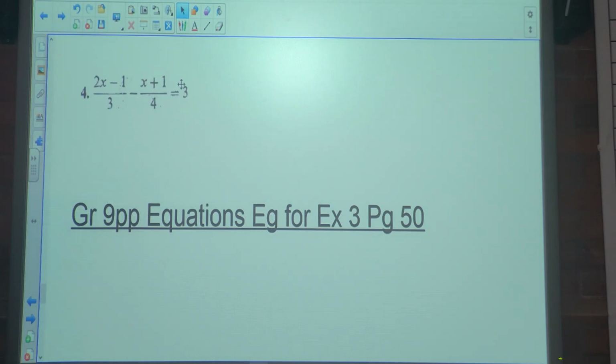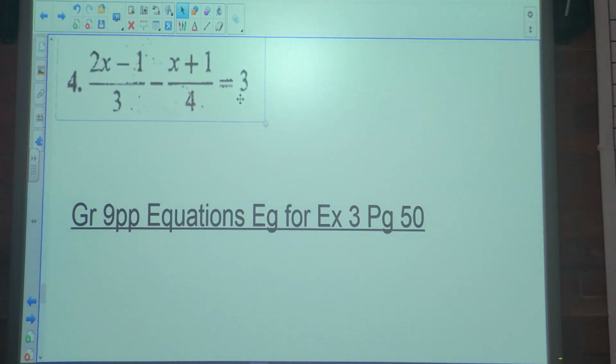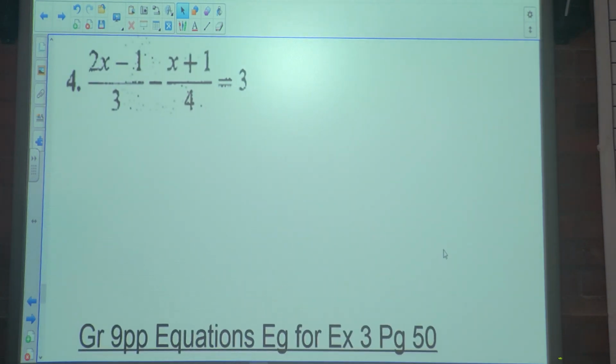People, there's the next one. If I'm moving too fast... What's the LCM here? 12. So I'm going to pause the video. I'm going to give you a couple of minutes, then we'll carry on again. Okay. Right. Let's do this.